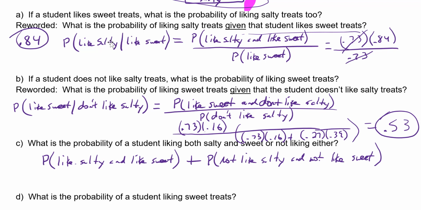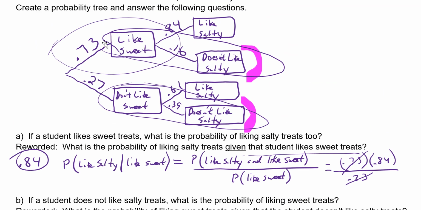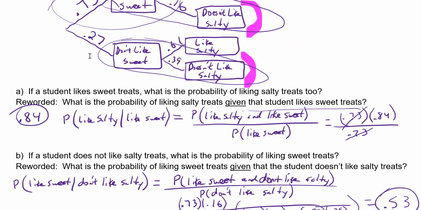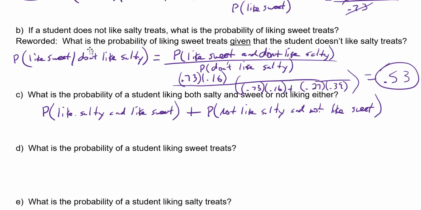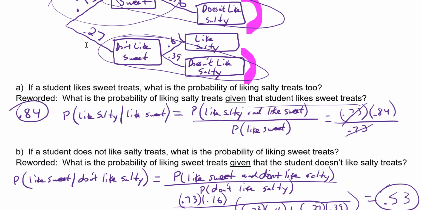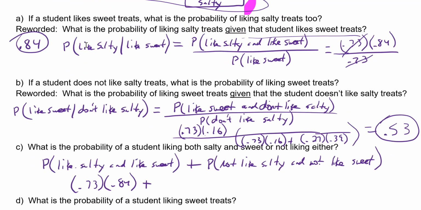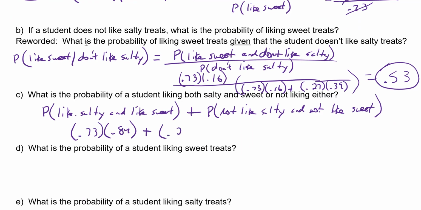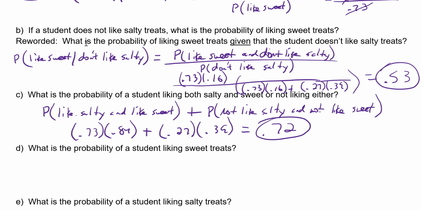So probability of liking salty and sweet, if I go up to this, like salty and sweet is 0.73 times 0.84. And the probability of liking neither, let's go back up, is 0.27 and 0.39. Okay, and that gives you 0.72. Cool? Okay, D, what is the probability of a student liking sweet treats?